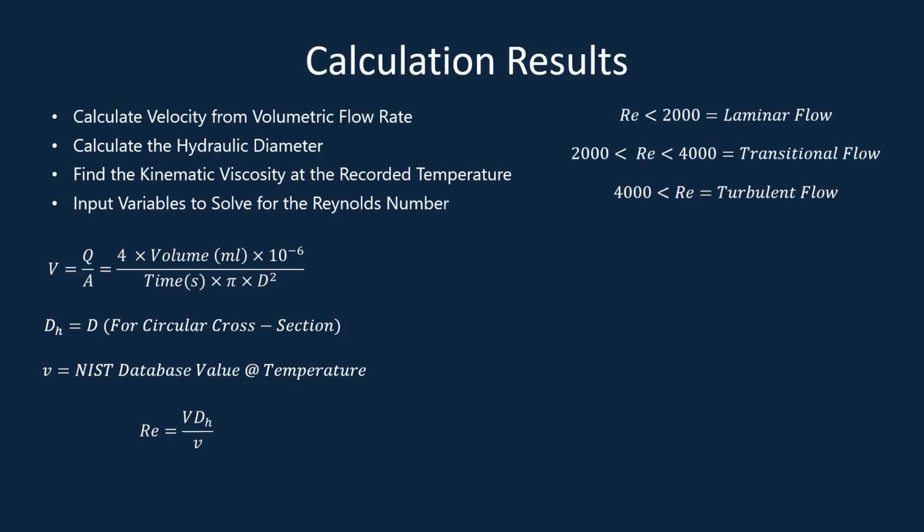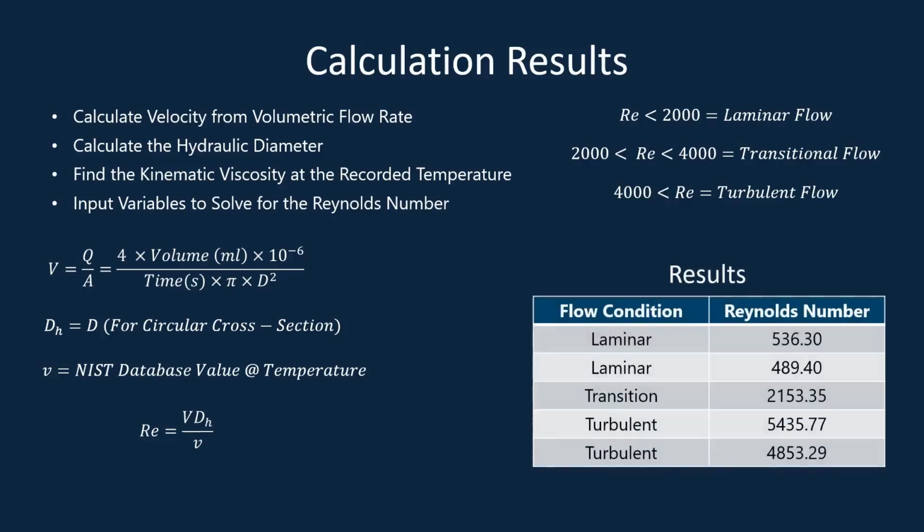As shown on the right side of the image, if the Reynolds number is below 2000, the flow is considered laminar. If the Reynolds number is between 2000 and 4000, the flow is considered transitional. And then finally, if the Reynolds number is greater than 4000, the flow is turbulent. Based on actual calculations from our experiments, the results table shows a range of flow conditions and their associated Reynolds numbers. From the laminar values, we got around 500. And for our turbulent values, we got results exceeding 5,000, with our transition being just above the 2,000 limit.